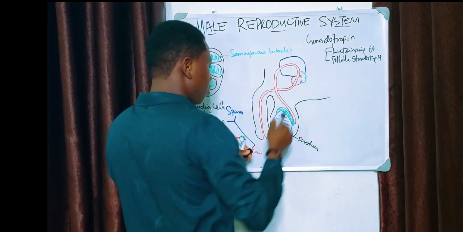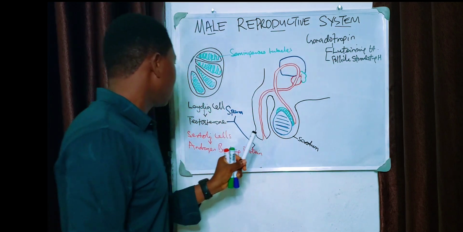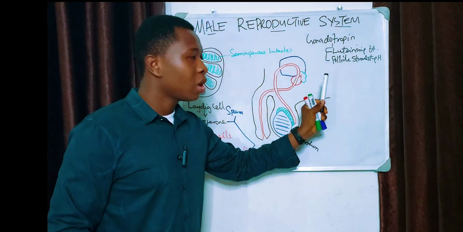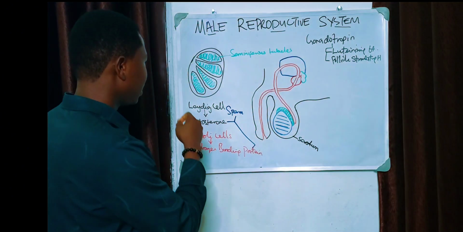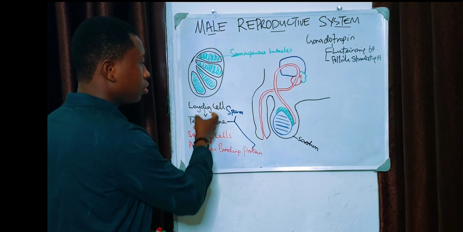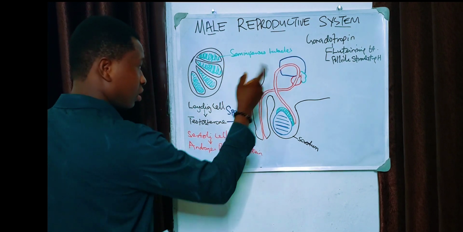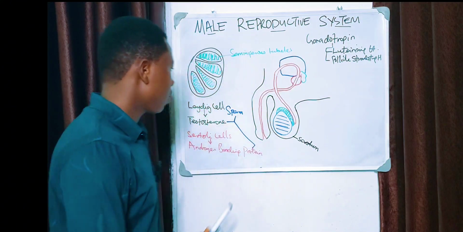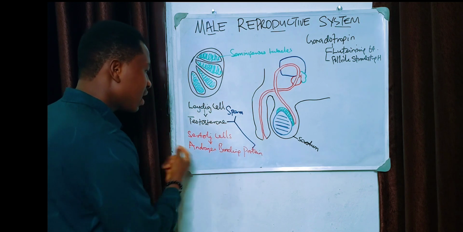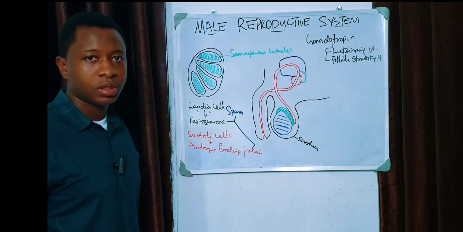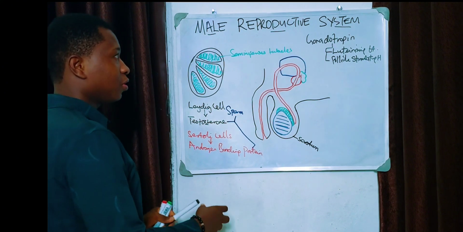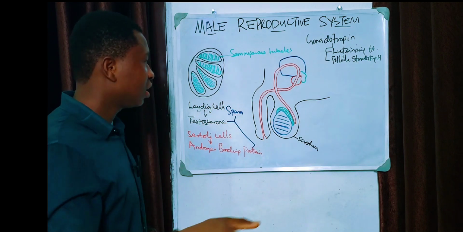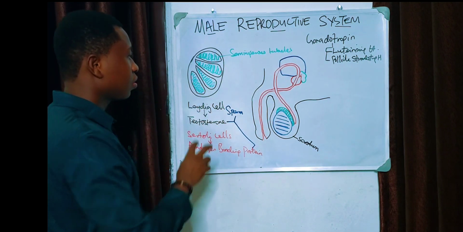These two hormones play different roles when it comes to the production of sperm. Firstly, the luteinizing hormone assists the Leydig cells to produce testosterone. The luteinizing hormone tells the Leydig cells to produce testosterone. Meanwhile, the follicle stimulating hormone tells the Sertoli cells to make the androgen binding protein. So this is the relation between the pituitary gland, the gonadotropins released by the anterior part of the pituitary gland, and the cells of the testes.